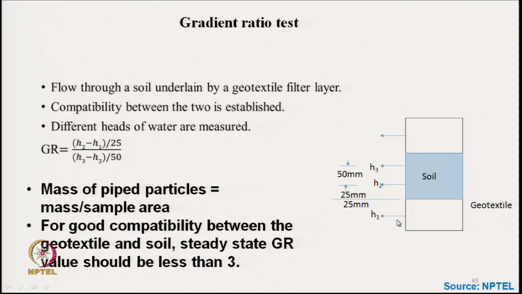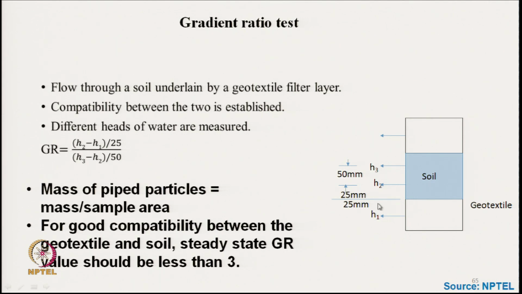So, H2 minus H1, because at this point there is no soil, but only geotextile. So, geotextile and 25 millimeter of soil, that situation means H2 minus H1 by 25. So, presence of geotextile and soil is there, and H3 minus H2 is actually 50 mm. So, H3 minus H2 is this height, the water height with the distance of 50 millimeter, and if we take the ratio, that is actually showing the gradient ratio.